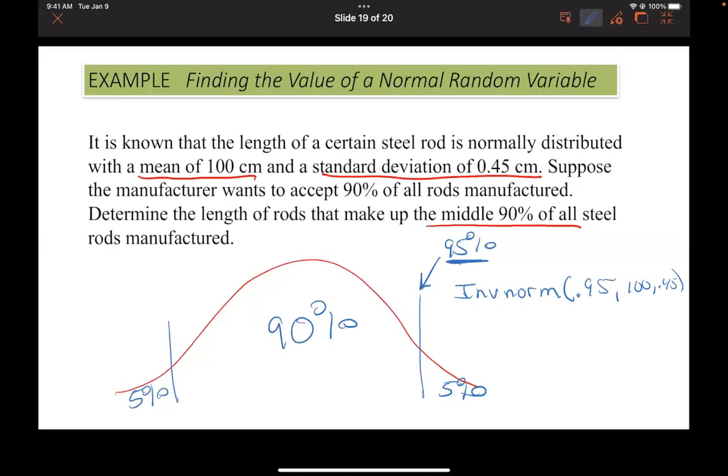This right here would be the 5% mark, right? Because we have the middle 90%. So you would also need to do a second one with inverse norm, 0.05, 100, 0.45. And those will give you those two values.